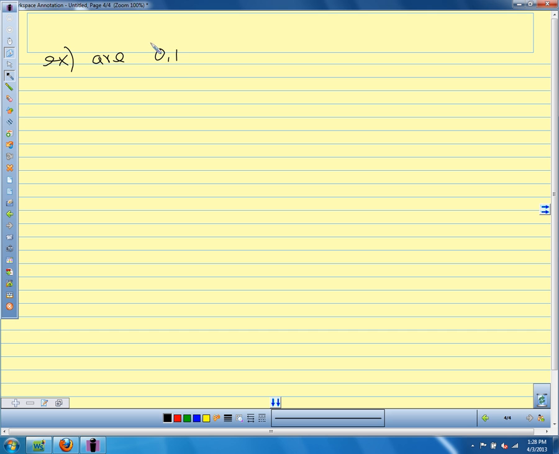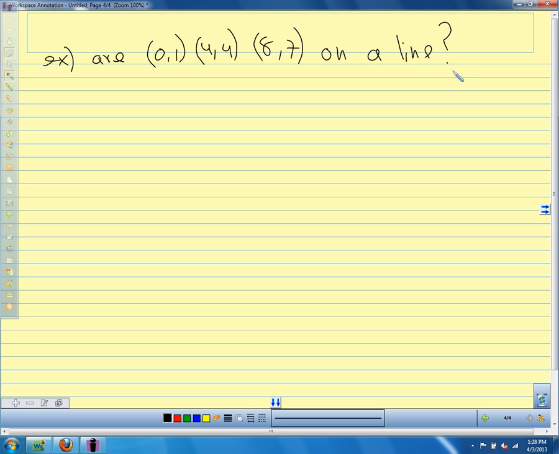Are the points 0, 1, 4, 4, and 8, 7 on a line? And the problem might say collinear. Collinear just means on the same line. So our test, we're going to make the determinant 0, 1, 1, 4, 4, 1, 8, 7, 1. And we're going to see if this equals 0. So I'm going to go through the process of doing this without our calculator.